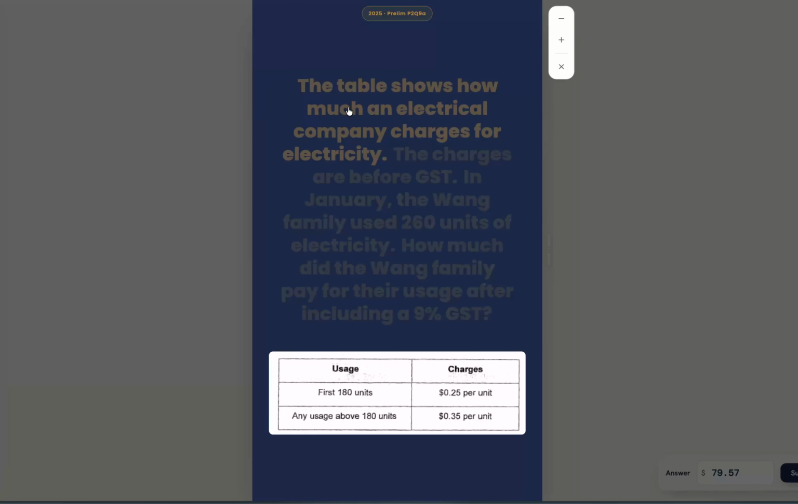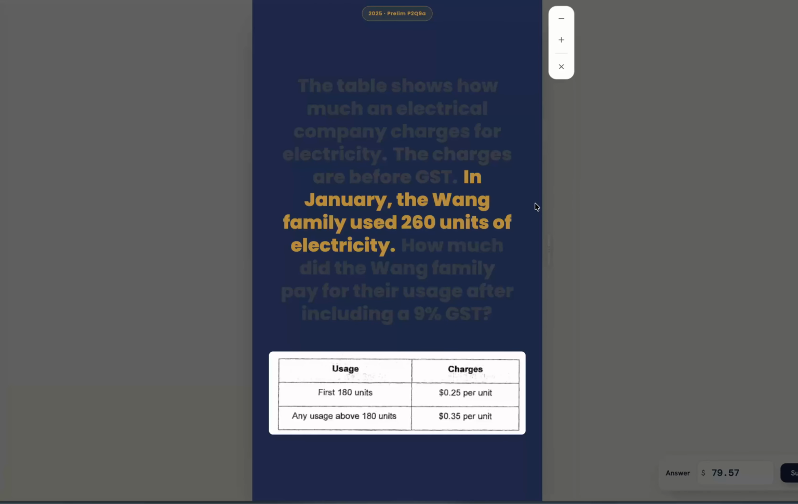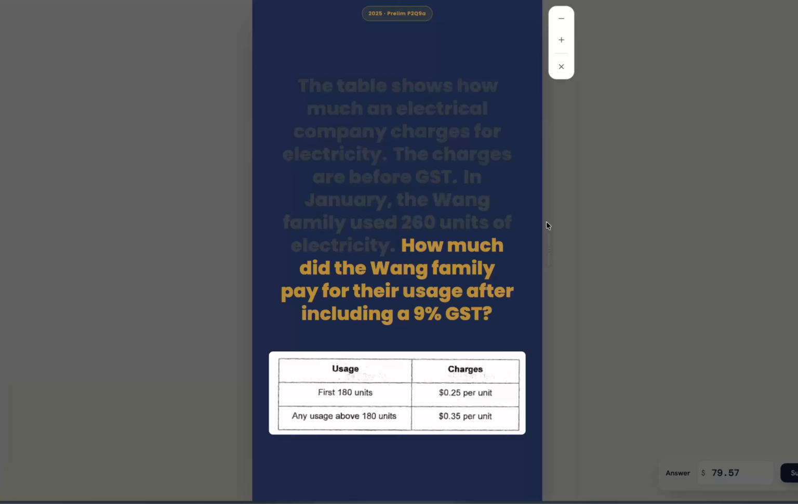Question 9, part A. The table shows how much an electrical company charges for electricity. The charges are before GST. In January, the Wang family used 260 units of electricity. How much did the Wang family pay for their usage after including a 9% GST?